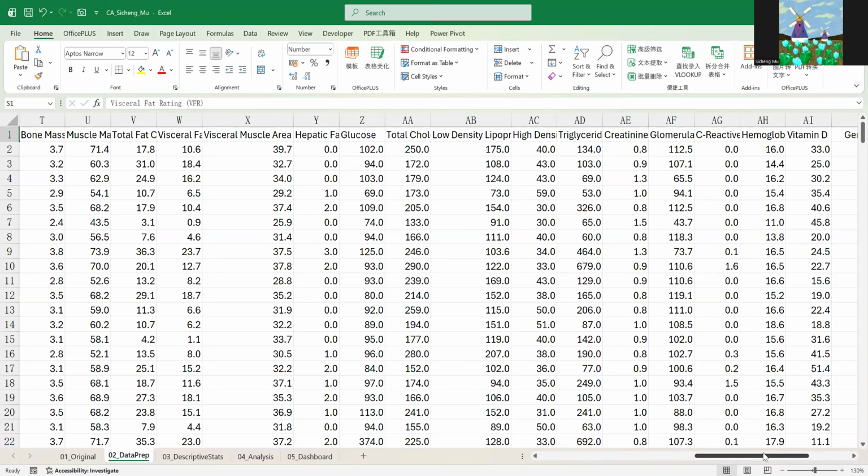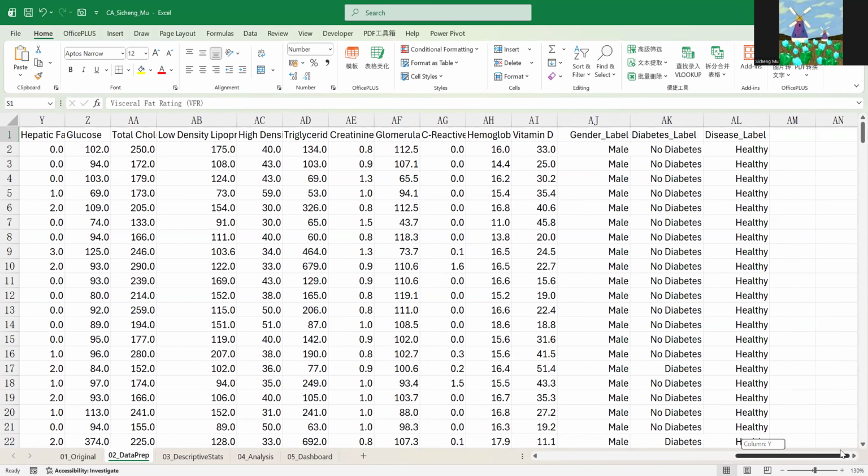Before analyzing the data, I cleaned the dataset and added a few helpful fields, including gender label, diabetes label, and disease label. This made it easier to use the slicers on the dashboard. And once the data was prepared, I explored each of the three questions.